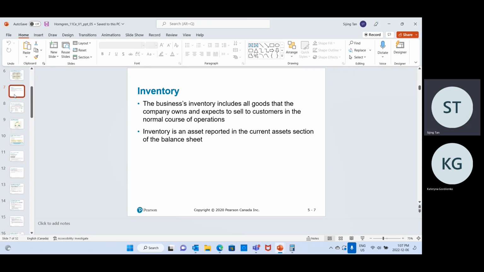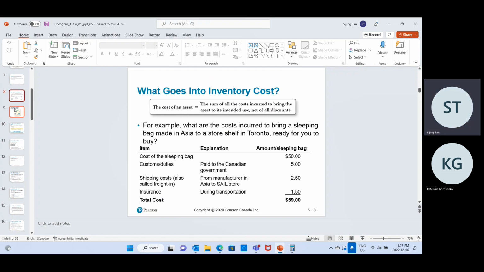Now, inventory. Inventory is the business's goods, including all goods that the company owns and expects to sell to customers. Inventory is an asset reported in the current assets section of the balance sheet. What goes into inventory cost? This is a good example. We have just talked about the cost of the asset, the sum of all the costs incurred to bring the asset to its intended use, right? Net of all discounts.